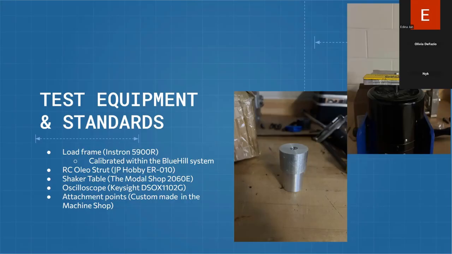So in order to connect the Oleo strut to the load frame itself, we needed some fixtures to be made. As you can see on the right, we have our custom-made fixture that we attach to the Oleo strut so it can fully get fixed and properly working in the load frame itself.